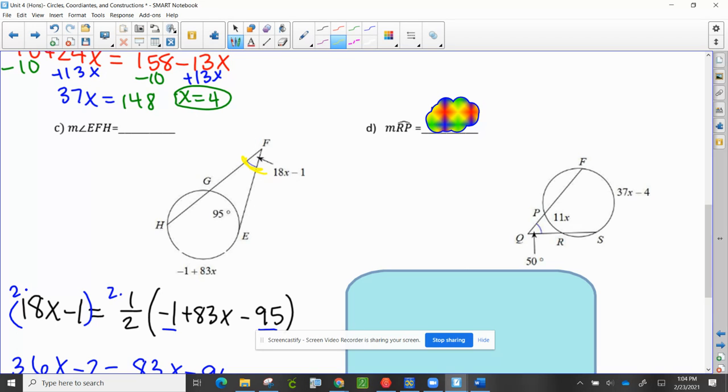So we have to find this angle here. So 18 times 2 minus 1. Now I'll see if I did my math correctly on this one. 36 minus 1. Our answer is 35 degrees.